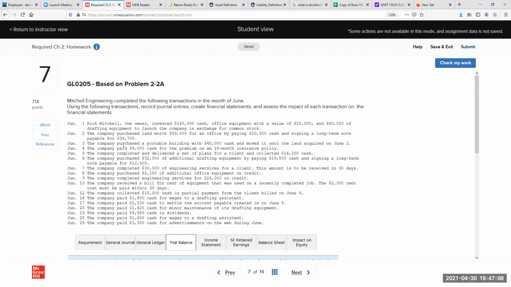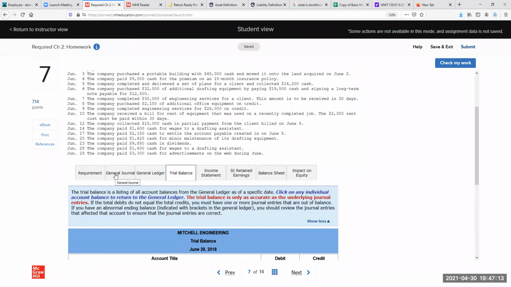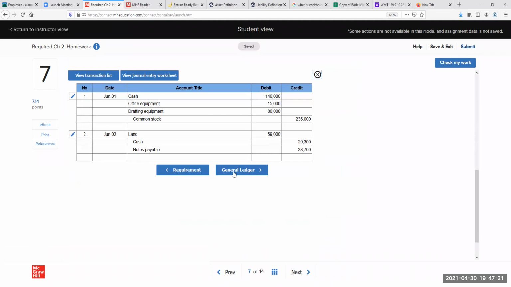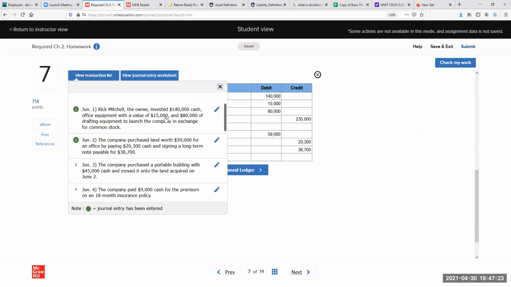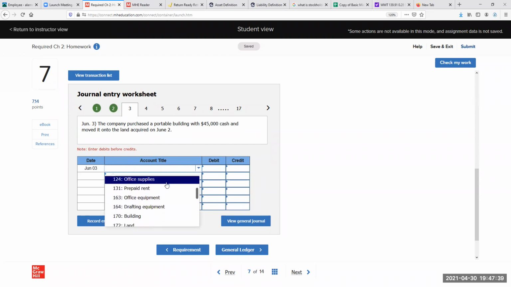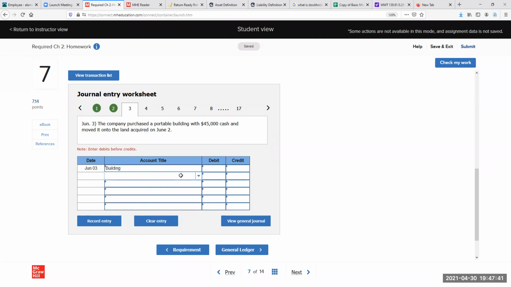All right. And the next one, this company purchased a portable building for cash. Wow. All right. Portable building for how much? 45,000 cash. So you go back here to the transaction list. Oops, sorry. Journal entry worksheet, number 3. And portable building. Oh, building and cash. You paid cash, 45,000.